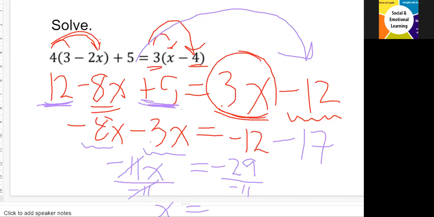It's a fraction. We can leave the fraction as 29 over 11. I just want you to simplify one thing. See how we have a negative in the numerator, a negative in the denominator? We can simplify that. What does a negative divided by a negative become? A positive. Yeah, very nice, Jason. Good work.